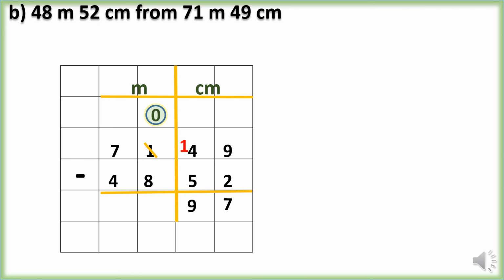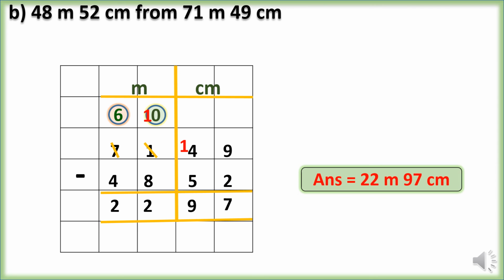Children, we cannot subtract 8 from 0. So we have to borrow. We will cancel 7 and we will write 6 over there. And now this 0 became 10. 10 minus 8 is 2. 6 minus 4 is 2. So children, what is the answer? The answer is 22 meters 97 centimeters.